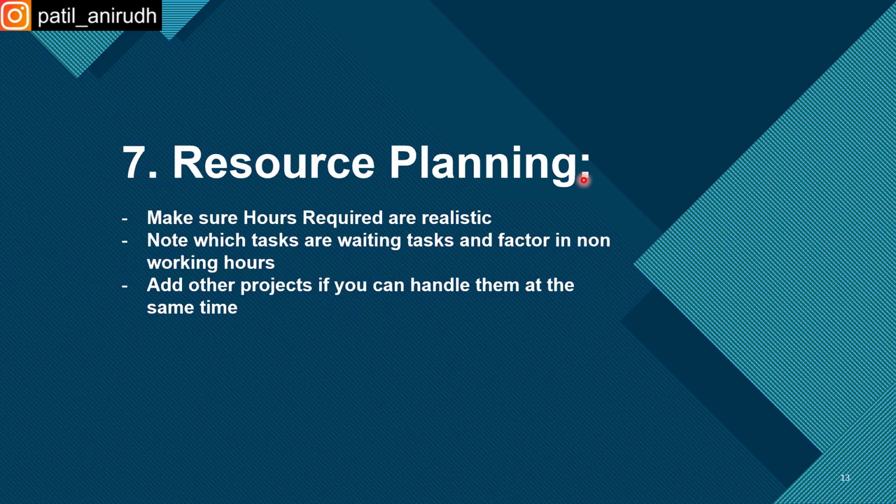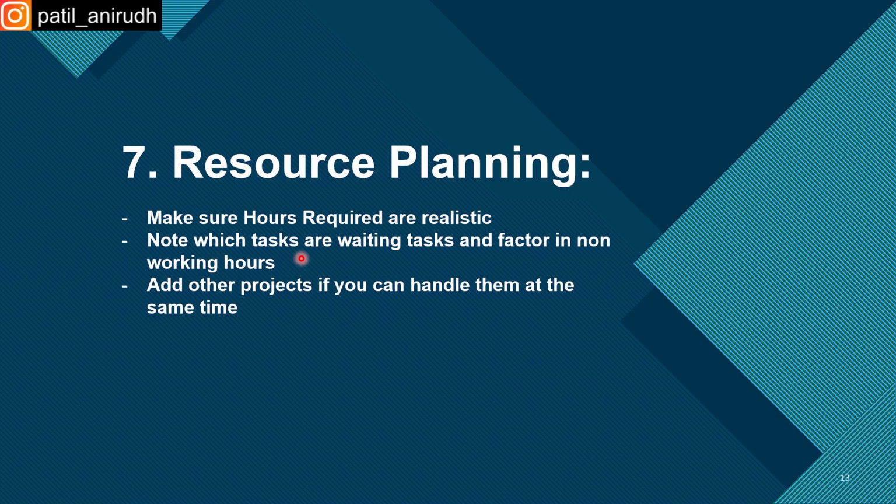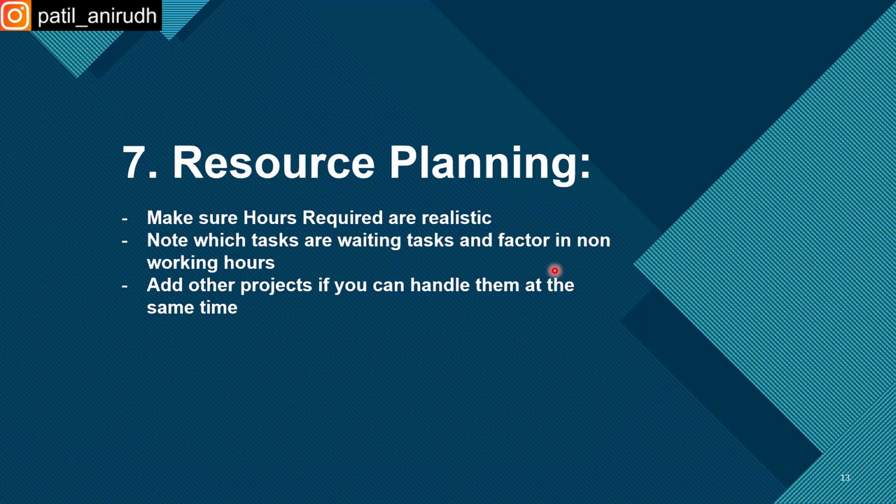Next is resource planning. Resource planning is a very important step, guys, because without resources you cannot proceed further, okay. So make sure hours required are realistic. Basically whatever you are planning here, the hours should be realistic, okay. If you swap these things out, you might lose something here, okay. And note which tasks are waiting tasks and factor in non-working hours, okay. Waiting tasks are whichever tasks are in a waiting zone, okay. And add other projects if you can handle them at the same time. These things are for professionals, okay, who already handle 2 to 3 projects at a time, okay.